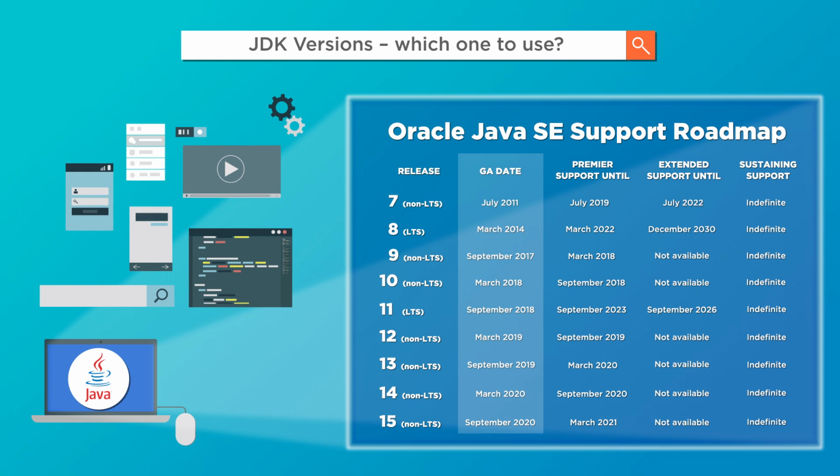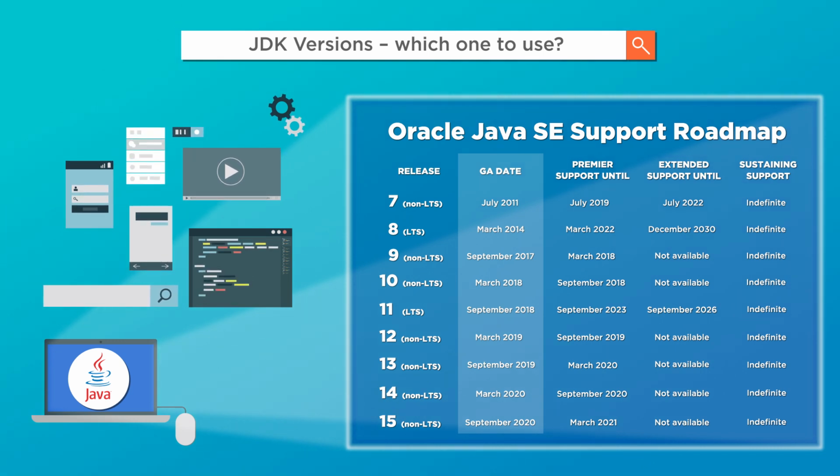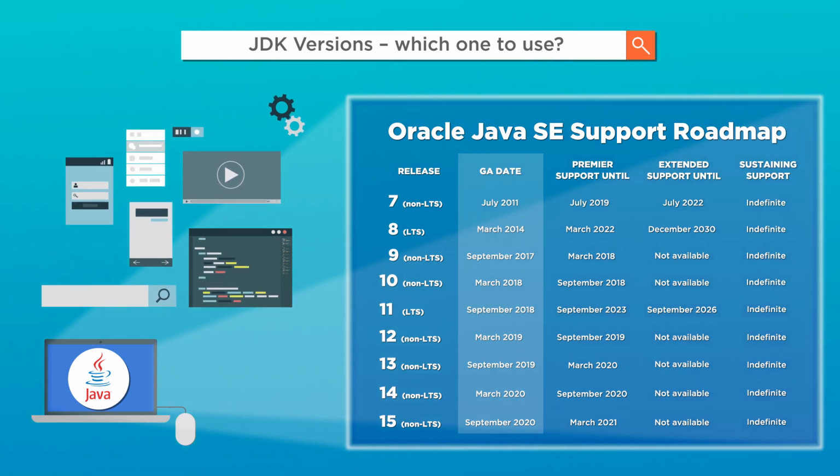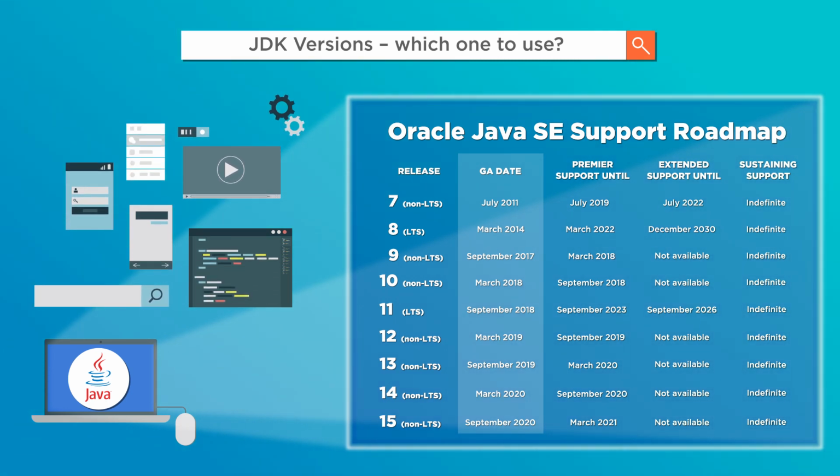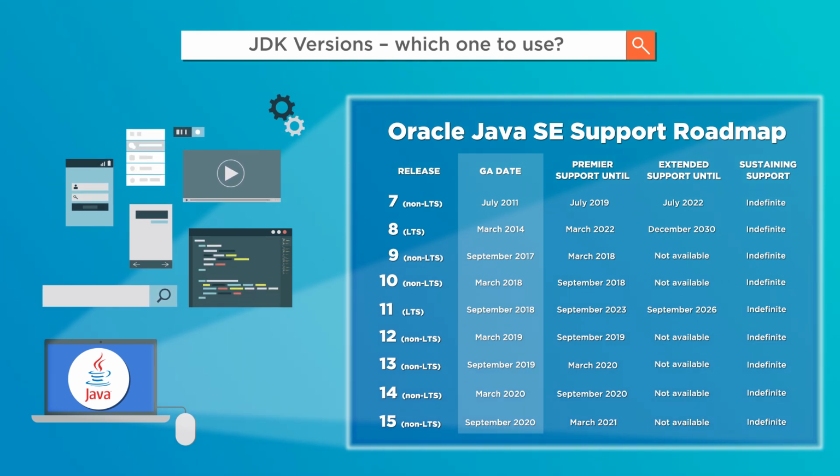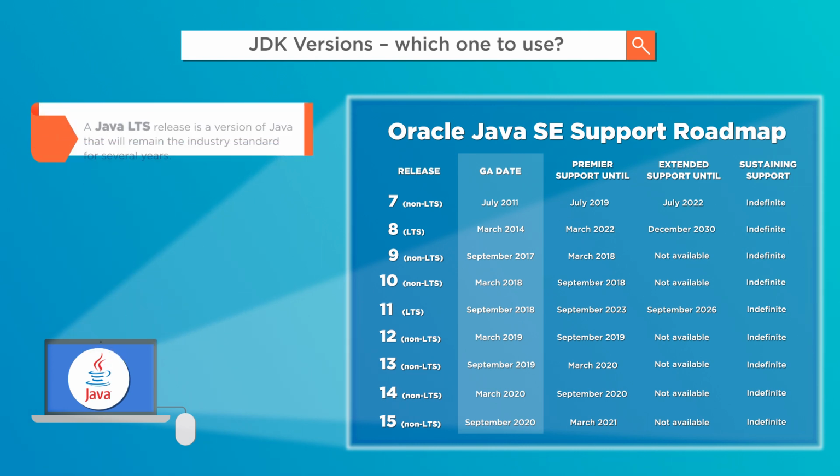There are 2 things that developers hate. The first one is a necessary change. It is even crazy to think about keeping several applications or a number of servers up to date with the newest Java release. That is why the concept of an LTS was established. A Java LTS, which means long-term support, release is a version of Java that will remain the industry standard for several years. To give you an example, Java 8 was released in 2014 and its support was extended till the end of December 2030.